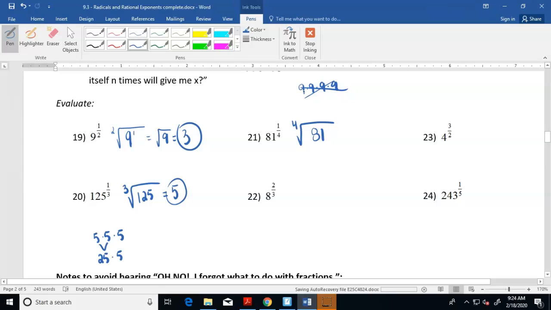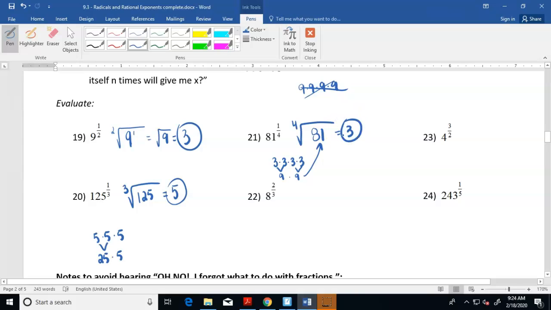Okay? All right, so 3 or 4, let's try 3. No, it needs to be a little number. We're asking ourselves, what number times itself 4 times would give us 81? Okay? So 3 times 3 would be 9, and this 3 times 3 would be 9, and then 9 times 9 would give you 81, so 3 is the answer.